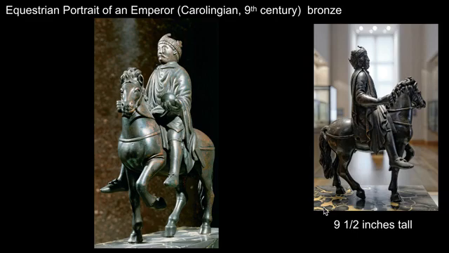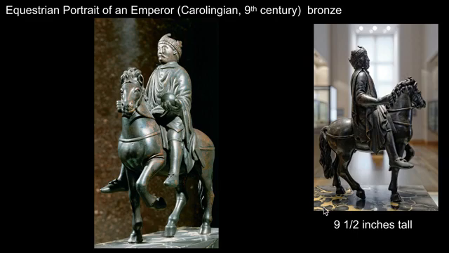First up is this teeny little equestrian portrait. We are not sure exactly which Carolingian emperor this is, perhaps Charlemagne's grandson. It's about 9.5 inches tall and is made of bronze. It shows an emperor on a horse holding an orb or globe, which would be symbolic of world power.